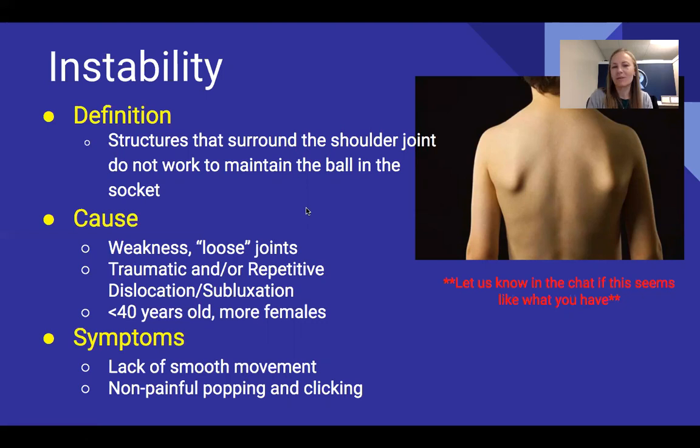Otherwise, we'll see people who just maybe haven't rehabbed very well from a previous shoulder injury. And so the pain persists. So then weakness continues to get worse. And then things just become really unstable.